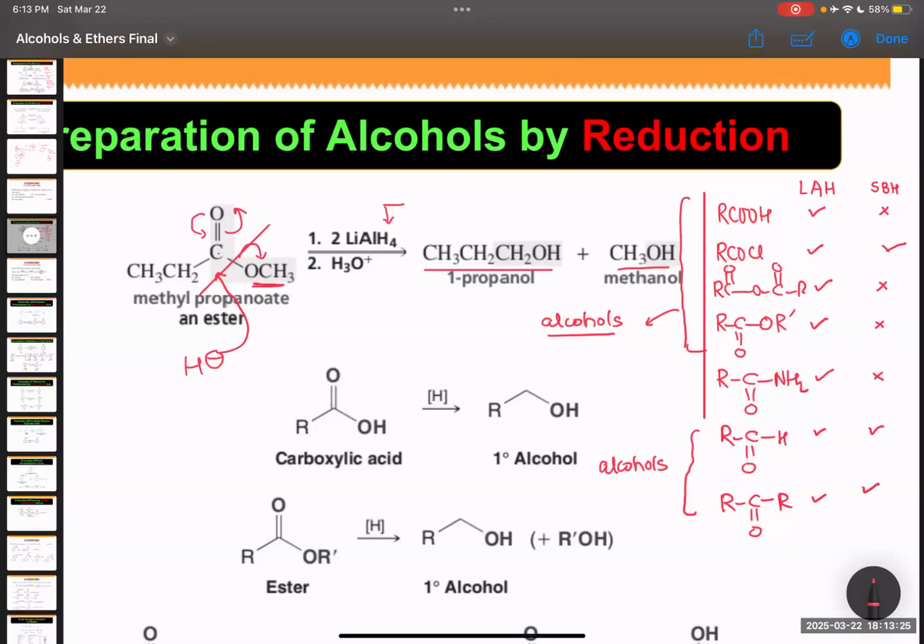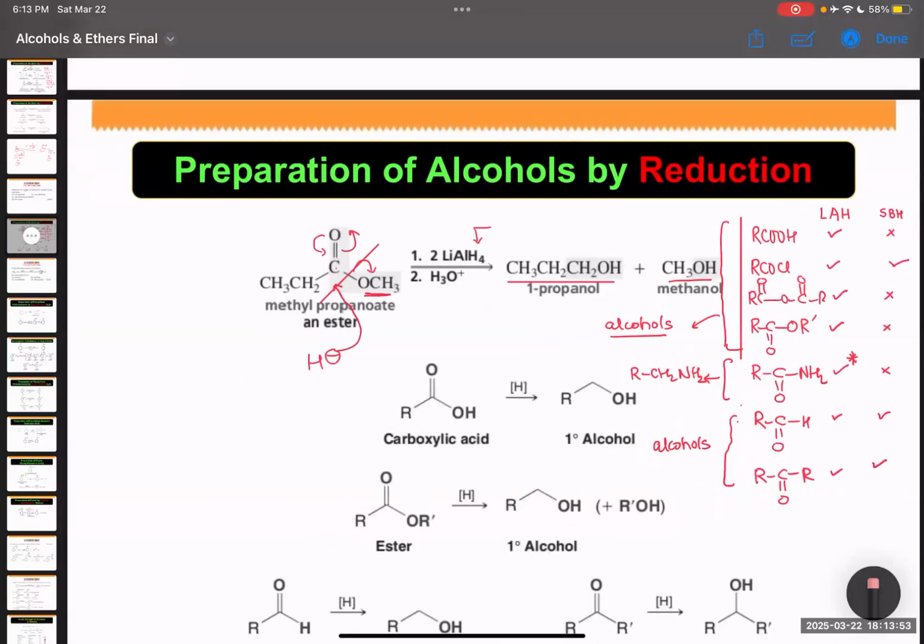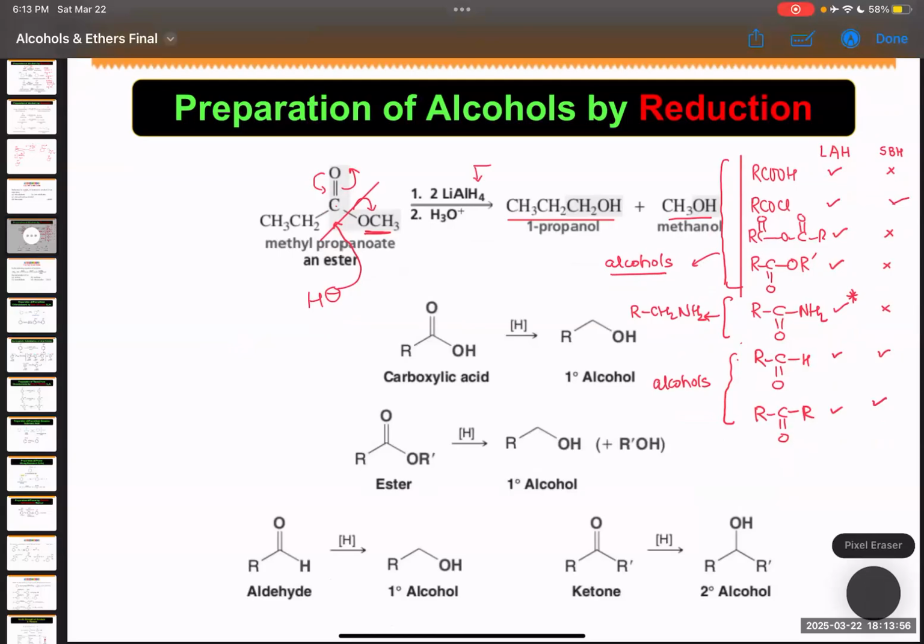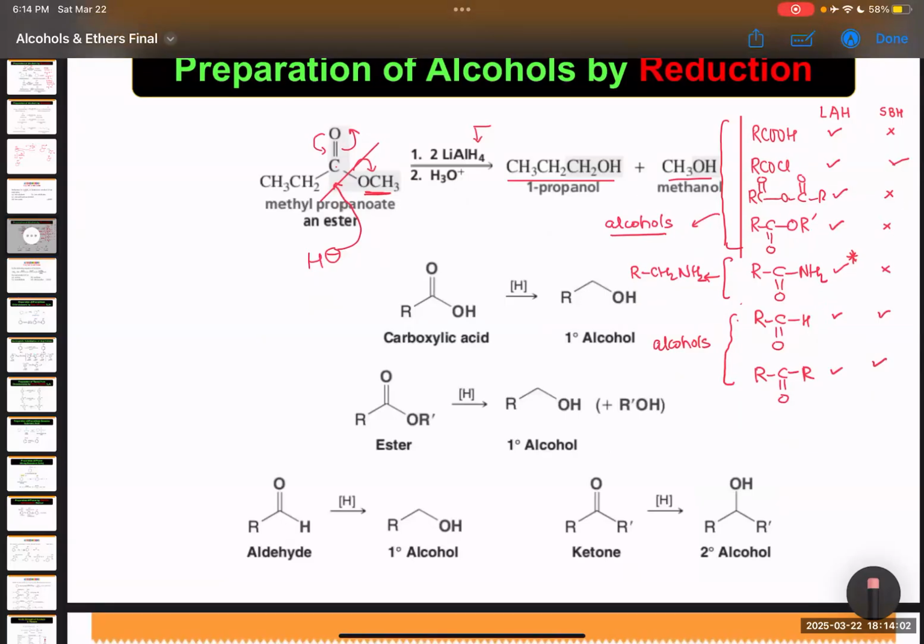From aldehyde you get primary alcohol. From ketone you get secondary alcohol because you have two alkyl groups. From amide you get RCH2NH2. This thing you should note. Got it? So just keep this in mind. So if you want to get amine, you need to start with amide and LAH.